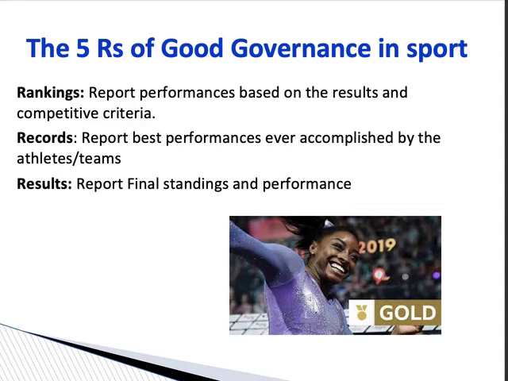We have personal best records. In track and field, we have world records, state records, venue records, and different age group records, right? So there are all these different records, and we use them to evaluate your performance. And the third one is results, right? It's the final standing and performance. So that's also the statistic that we use to prove whether we have good governance or not. That's the 5 R's in good governance in sports.